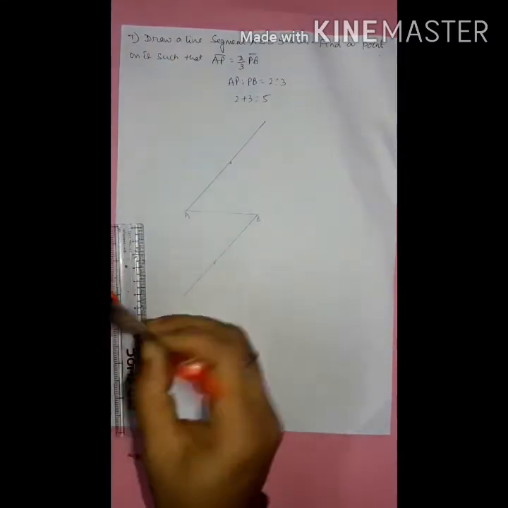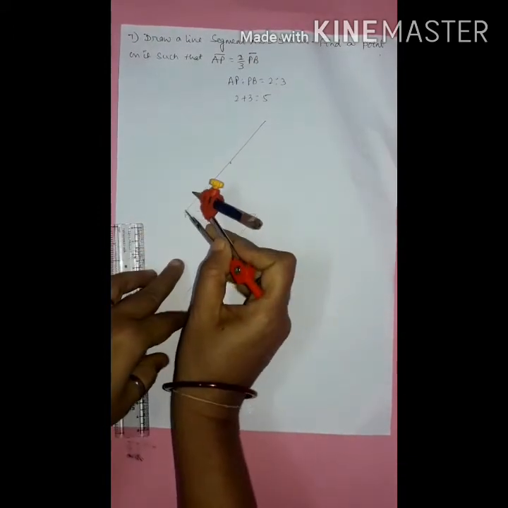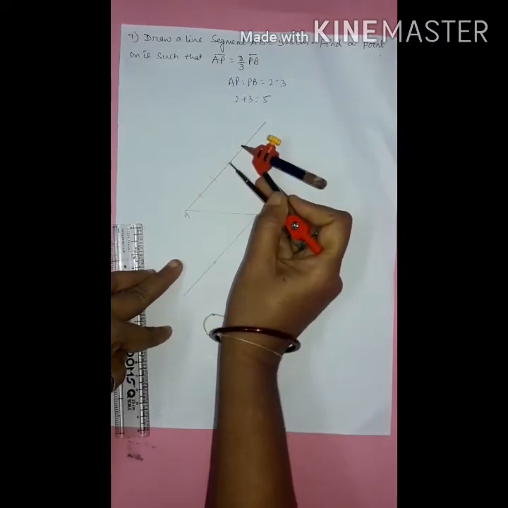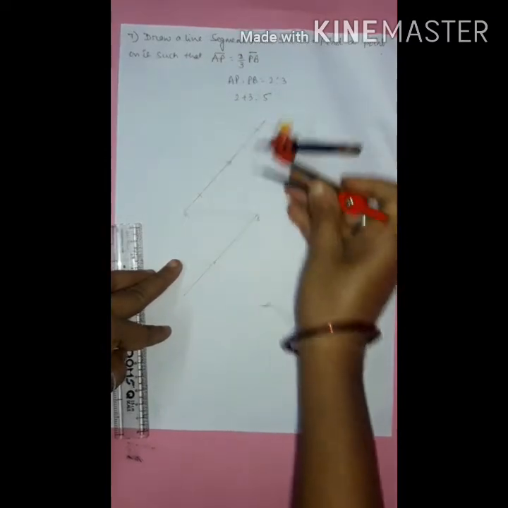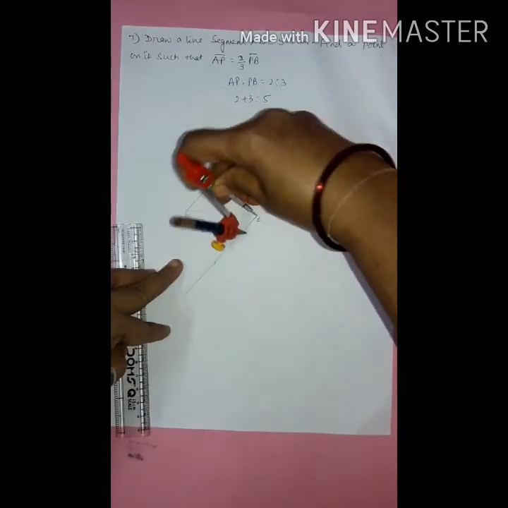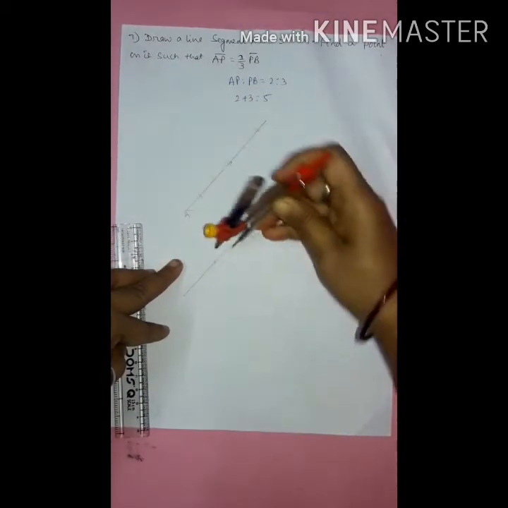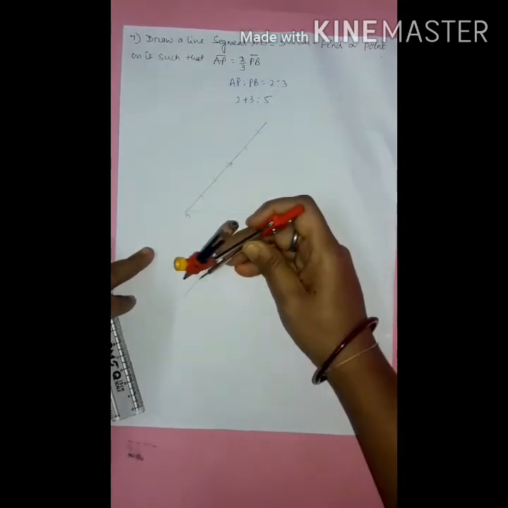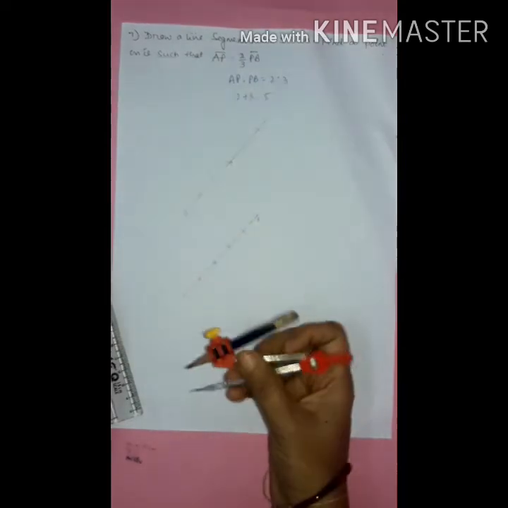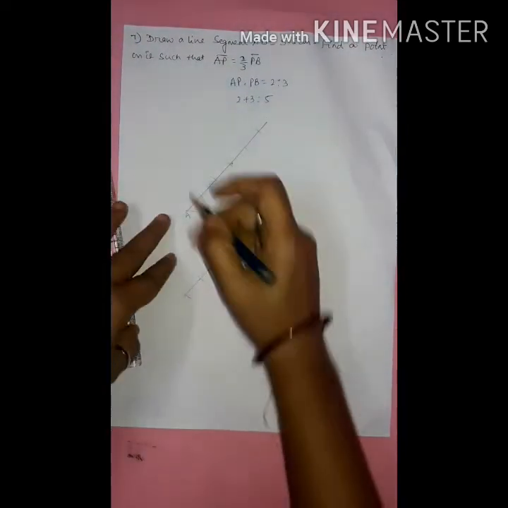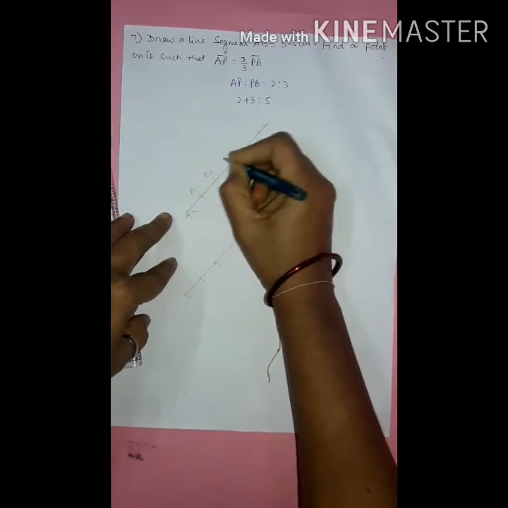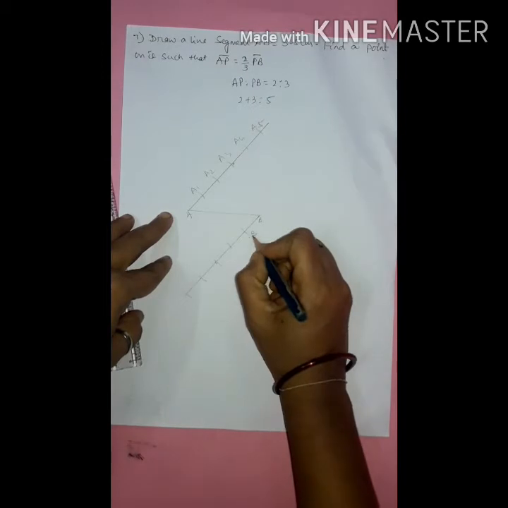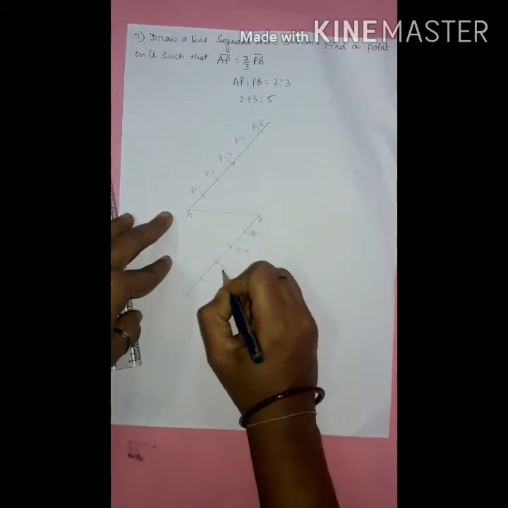How many parts do we have to make here? 5 parts. So take any radius from the center A. 1, 2, 3, 4, and this is the 5. From here also you have to construct 5. 1, 2, 3, 4, 5. Clear?